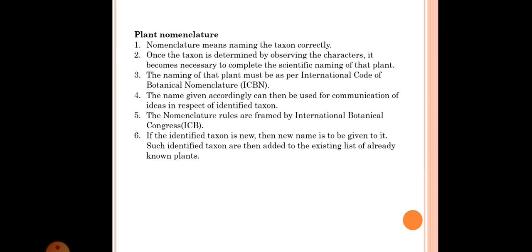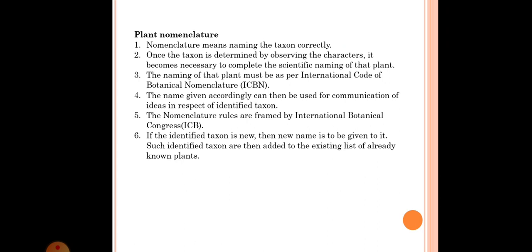Once a taxon is determined by observing the characters, it becomes necessary to complete the scientific naming of that plant. The naming of that plant must be as per the International Code of Botanical Nomenclature, that is ICBN. The name given accordingly can then be used for communication of ideas in respect of the identified taxon.